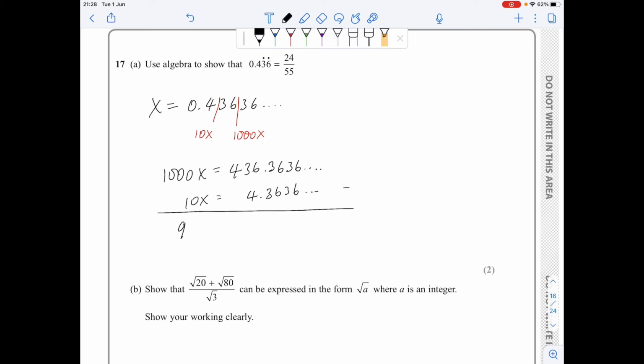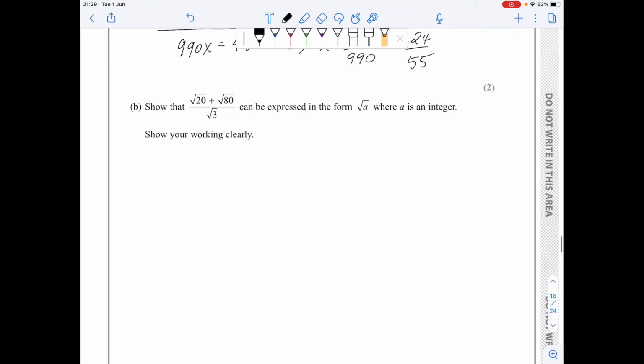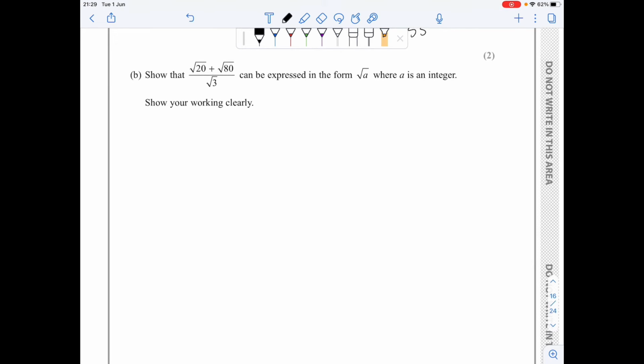I'm gonna get 990x equals 432. So x is 432 over 990, which simplifies to 24 over 55. Now there are two ways to do part B.